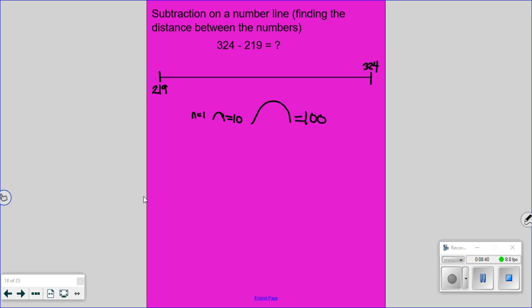In 3rd grade. So let's look at my number line. I'm going to start at 219. I always like to do big hops if I can. What's 100 more than 219?